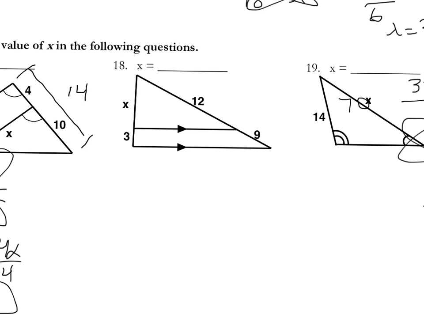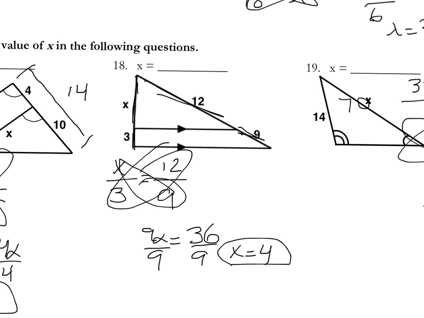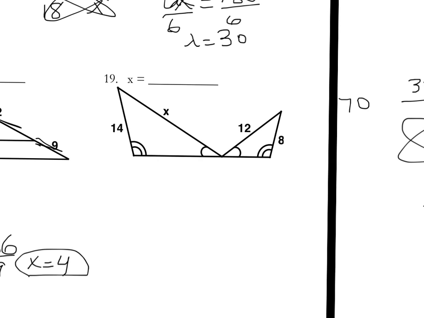So in this case, I can just go from top of the triangle over bottom of the triangle. These 2 parts equal top of the triangle over the bottom of the triangle. These 2 parts. Cross multiply. 9x equals 36, which is 3 times 12. Divide by 9, x equals 4. There you go. Okay, last one.